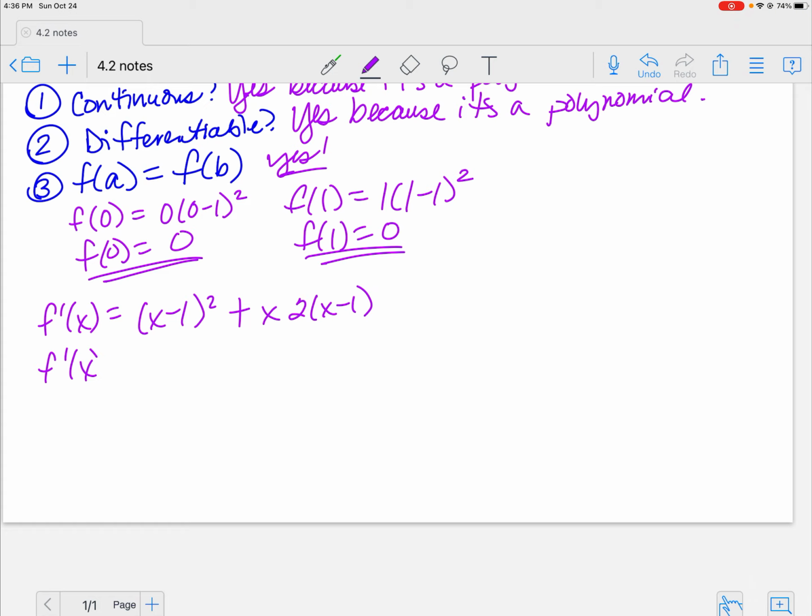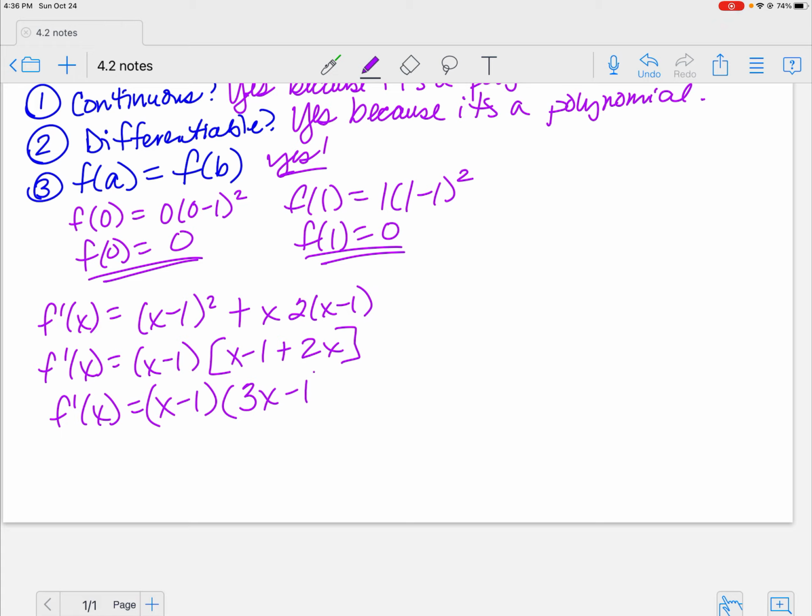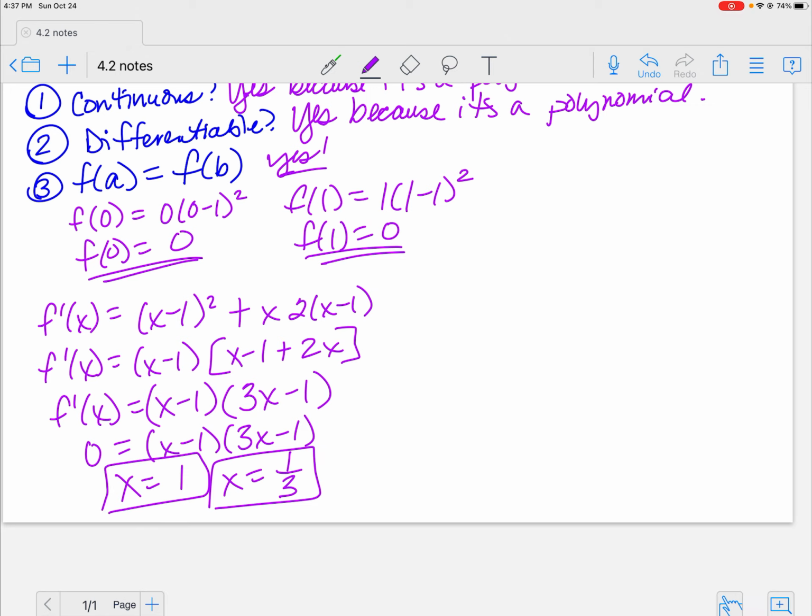All right, so f prime of x is equal to, if I factor out this x minus 1, I'm left with an x minus 1 plus a 2x. And then just combine those like terms. So my derivative is equal to x minus 1 times a 3x minus 1. And that's my derivative. And I'm told to set my derivative equal to 0. So when you set your derivative equal to 0, and it's already factored, that's my best day ever. I know x is equal to 1 and x is equal to 1/3.